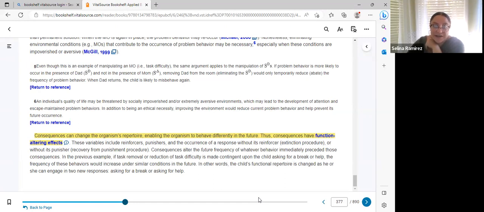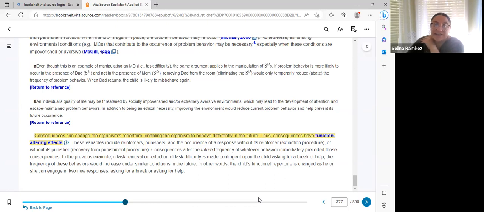In the previous example, if task removal or reduction of a difficult task is made contingent upon the child asking for a break or help, the frequency of these behaviors would increase under similar conditions in the future. In other words, the child's functional repertoire is changed and he or she can engage in two new responses, asking for a break or asking for help.